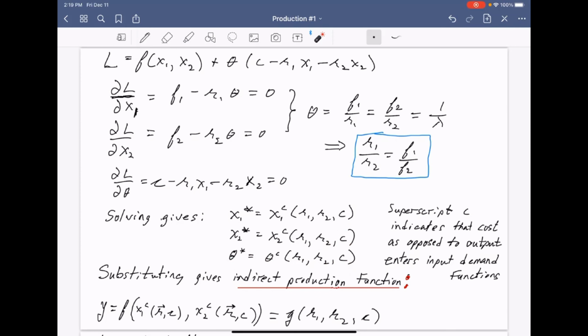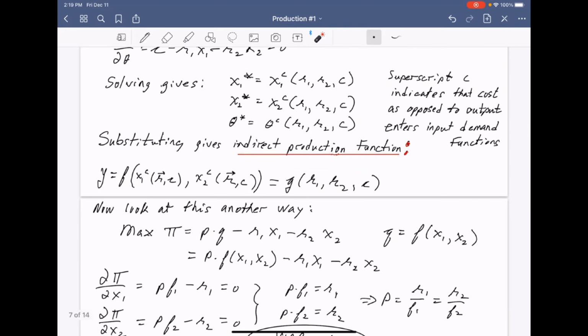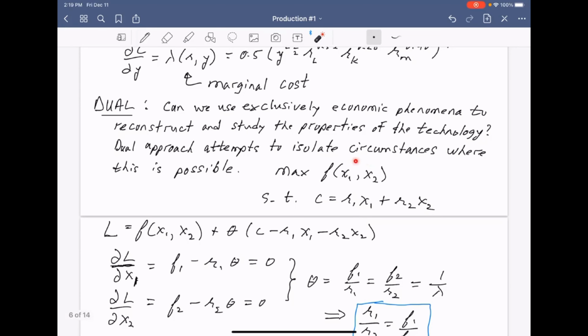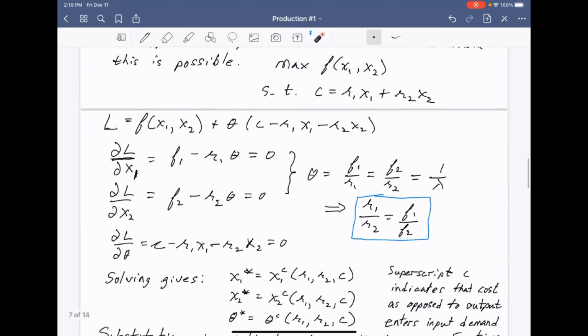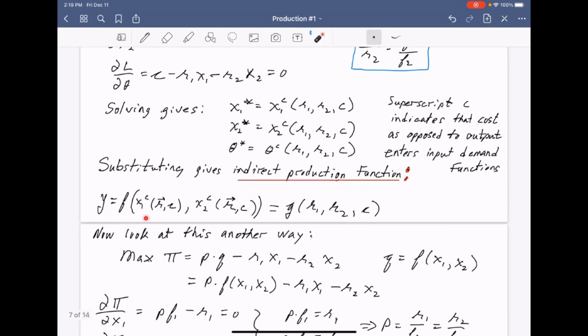The subscript C here is used to indicate that we're looking at cost as opposed to output entering the input demand functions. Substituting gives the indirect production function. When we substitute these values back into the production function, the objective function, we get that indirect production function, which is a function of the input prices and the cost.